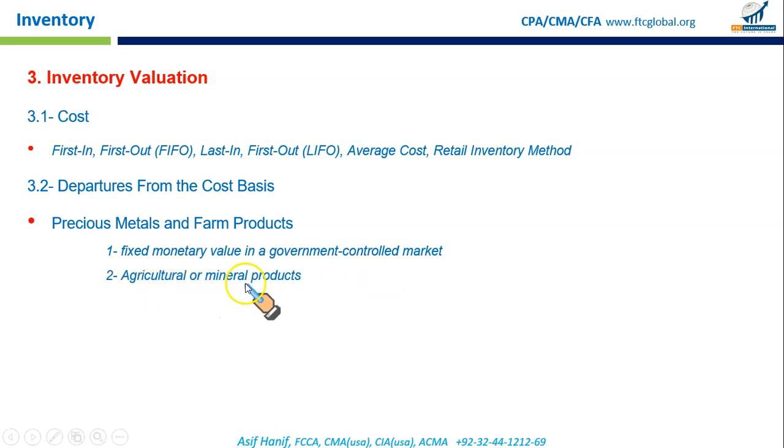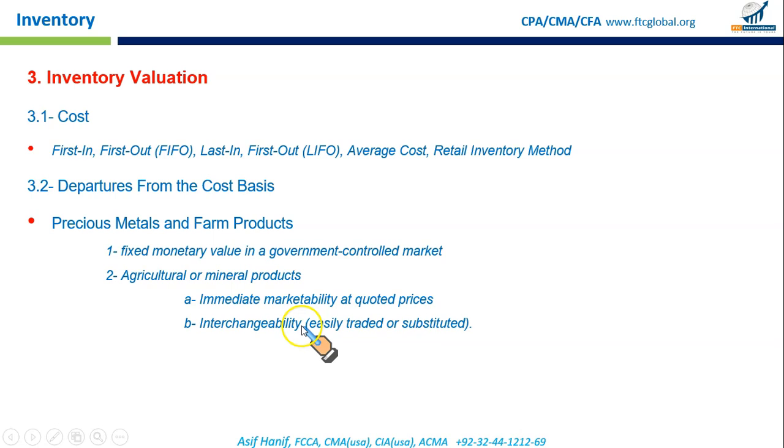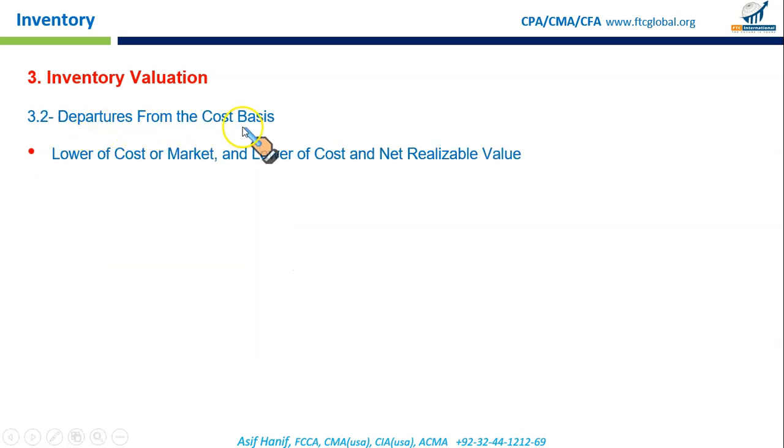And in case of agricultural or mineral products, if they meet these criteria: first, immediate marketability at quoted prices; second, interchangeability, meaning they can easily be traded for one thing for another; and third, difficulty in determining the cost, meaning it is hard to calculate their cost. So in such situations, what we have discussed, we would use NRV. Next departure from the cost basis is that if the utility of goods or its usefulness decreases below their cost, a departure from the cost basis is required.